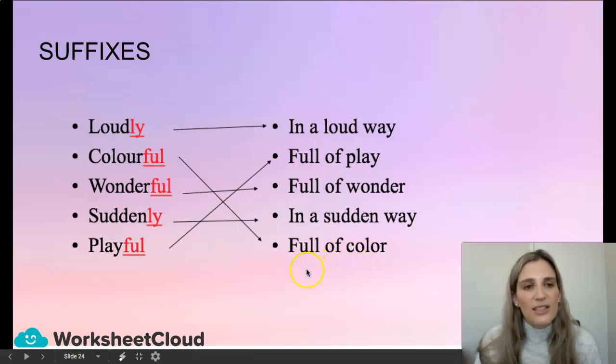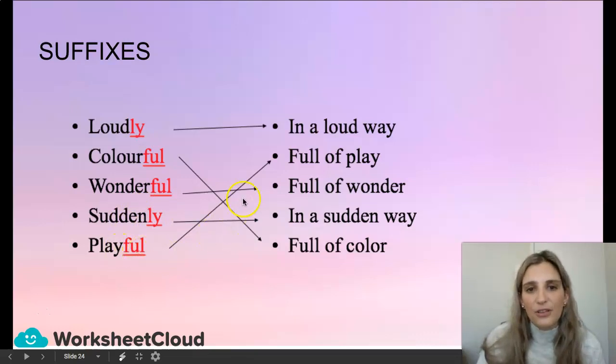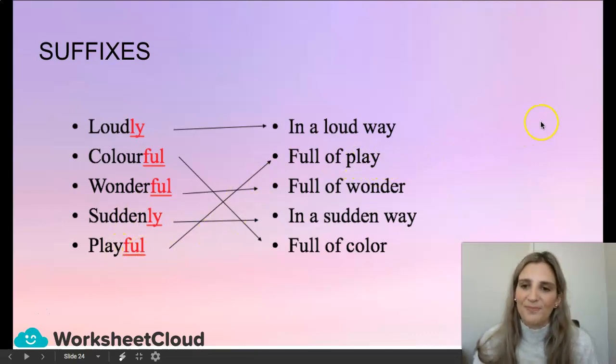So let's look at your answers. The suffix here we're going to use is ly. So hopefully you said loudly. That means in a loud way. Colorful, the full is full of color. Wonderful, that is full of wonder. Suddenly, it's to happen in a sudden manner. Playful, full of play.